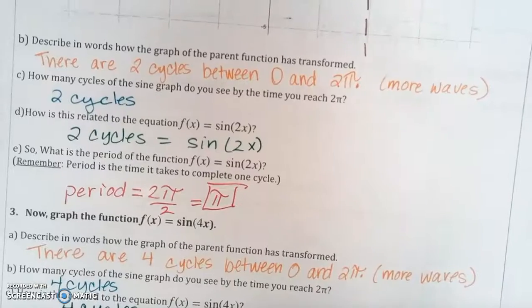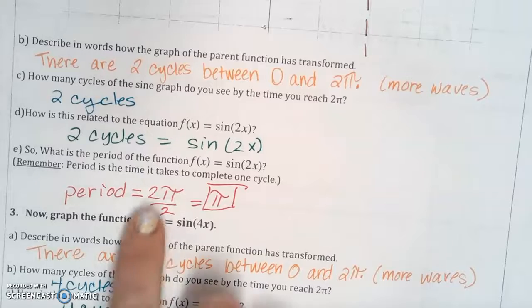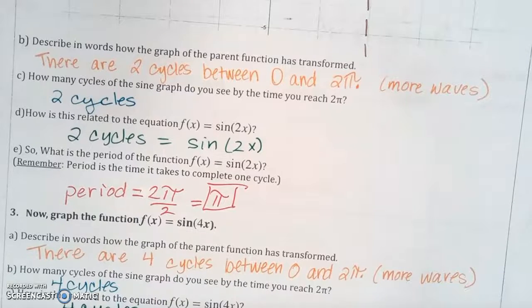And part E asks us, so what is the period of the function f of x equals sine of 2x? Remember, period is the time it takes to complete 1 cycle. Okay, so from the normal period that takes 2 pi, we're actually going to divide by 2, and we have 1 complete cycle in pi. Okay? So it just shrinks it down. All that happens between 0 and pi.